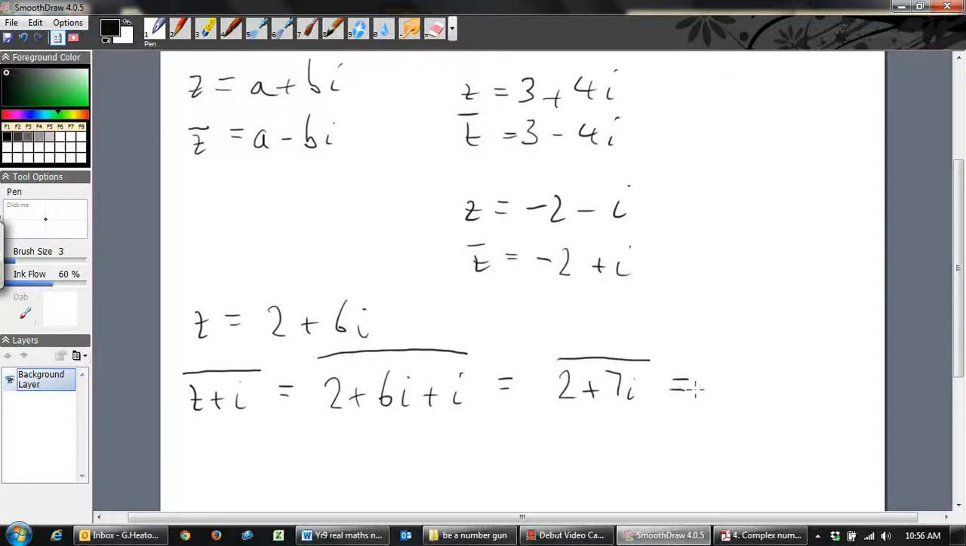What's the conjugate of 2 plus 7i? 2 minus 7i. There you go, that's the answer there. Excellent. So that's all about conjugates, and that's how you divide by complex numbers. I'll just do one more example of that.